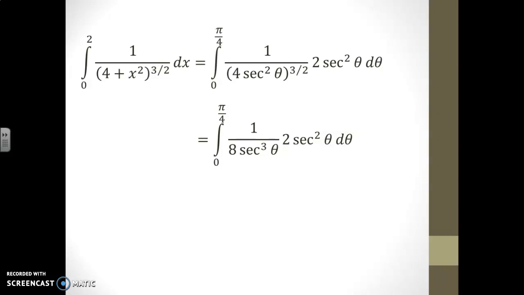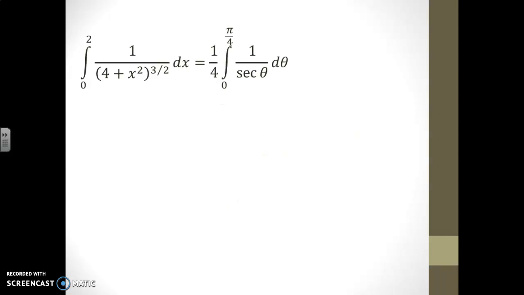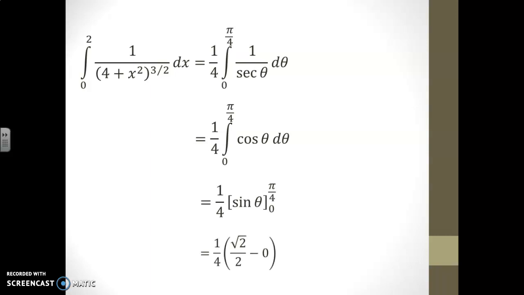Look at corresponding terms that can be regrouped and simplified. So 1/8 and 2 are constants that can be factored out as a quarter, and we have a secant square at the denominator that can be used to cancel the secant square at the top, leaving 1 extra secant. 1 over secant theta happens to be a cosine. And then we can proceed using FTC part 2. An antiderivative of cos theta is sine theta, and bounds can then be applied to get a numerical answer.